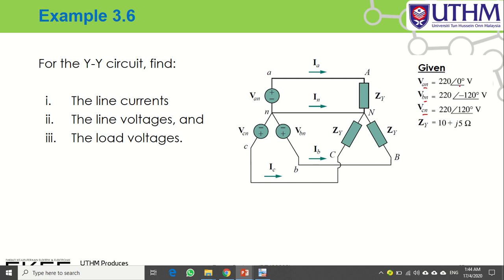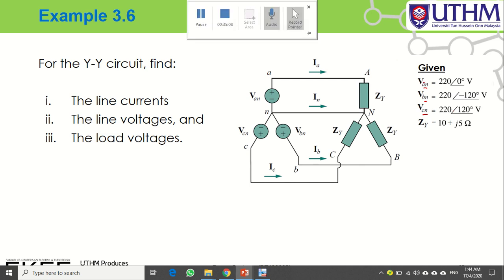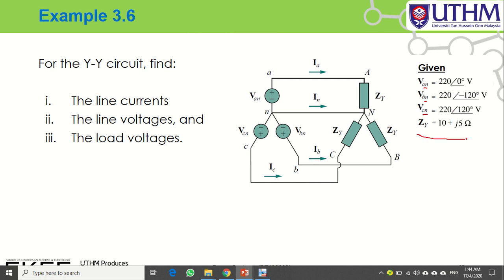Okay, minus 120 and plus 120. This is a phase ABC sequence, or positive sequence, and then the load is equal to ZY, 10 plus j5. Okay, 10 plus j5. So first of all, what do you need to do? How to determine the currents IA, IB, and IC?